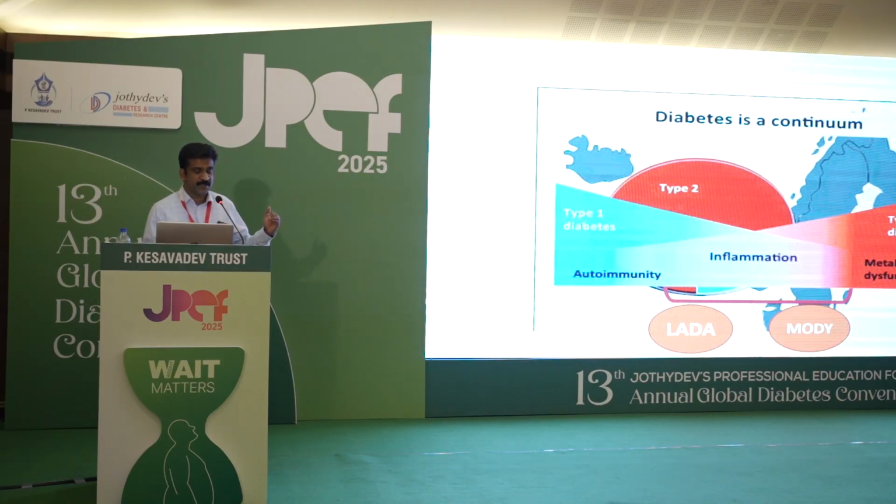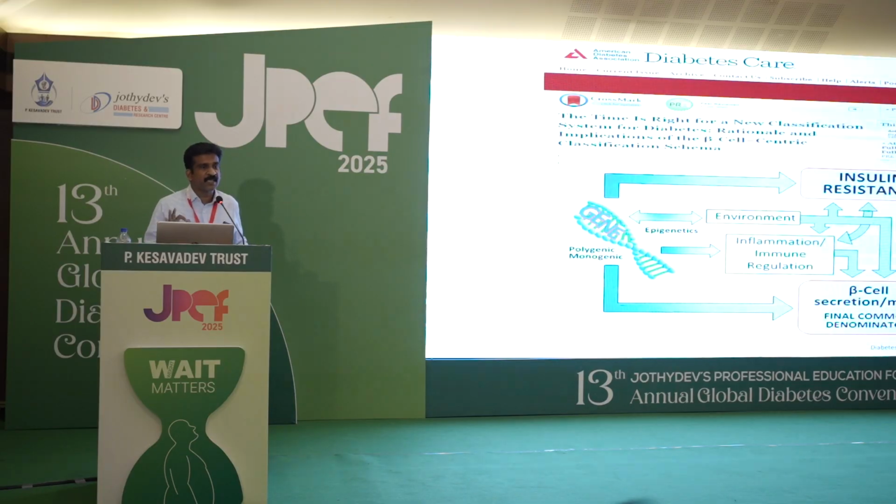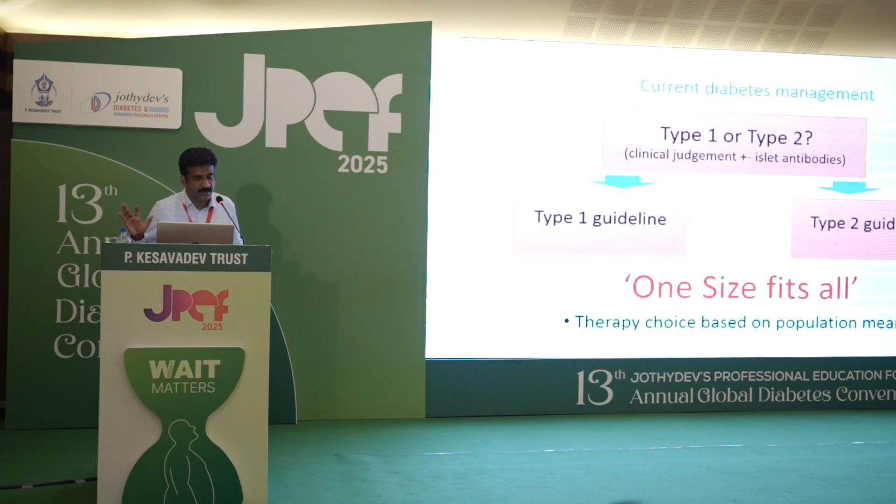At one end of the spectrum, you see an autoimmune predominant diabetes, and at the other end, a metabolic dysfunction predominant type 2 diabetes. In between, you see so many different types, like MODY and LADA, and various amounts of insulin resistance and deficiency in these patients. So whatever the type of the patient, the main culprit is the dysfunctional beta cell. That is the main culprit of all these things.